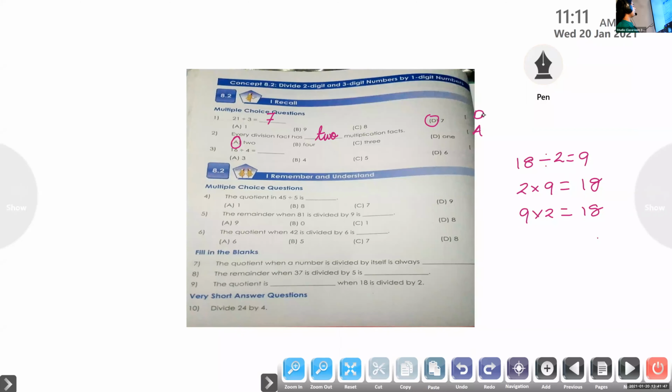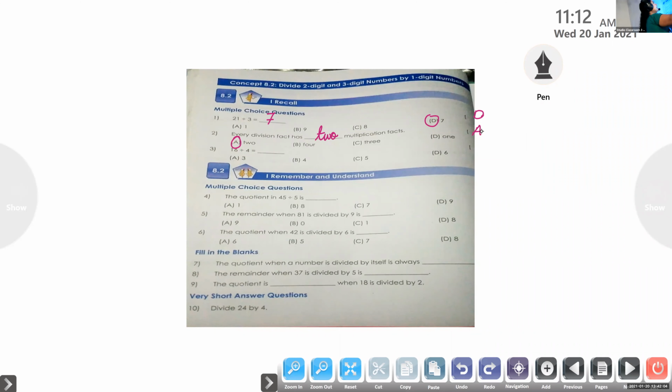Next question. Will you read? Yes, ma'am. 16 divided by 4. Ma'am, 16 is coming in the table of 4. Yes, it is coming in the table of 4.